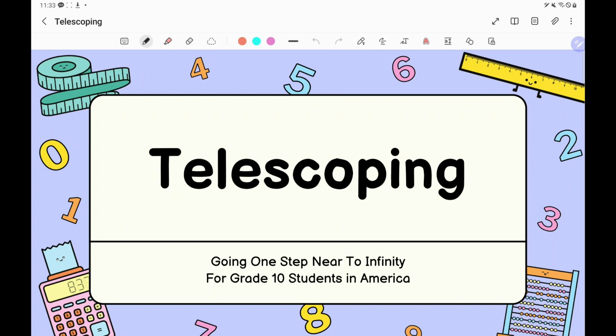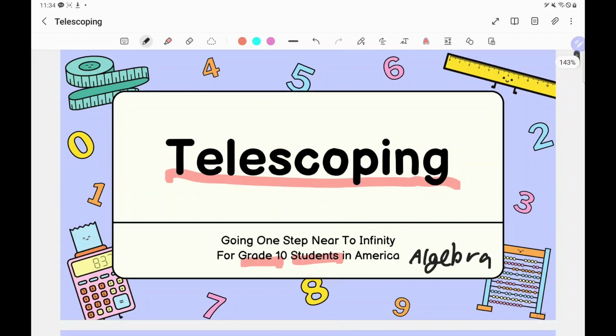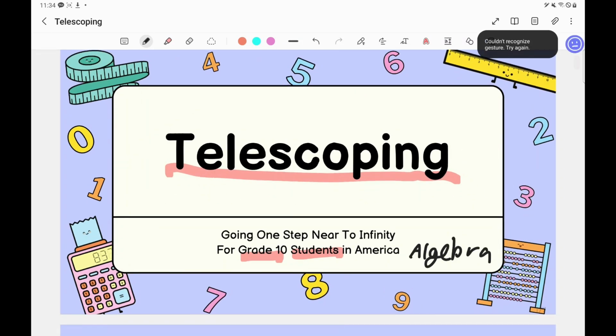My name is AidenTeachesMath and today we're going to look at telescoping, which is for grade 10 students in America. It's probably inside algebra, but I do not know because I'm South Korean and I do not know anything about the American math education system. Anyways, it's probably in grade 10 algebra as I know, and I am going to talk about this telescoping in a very fun way.